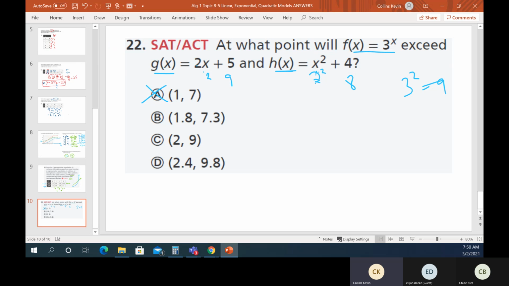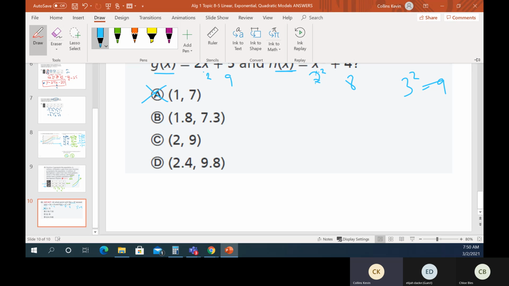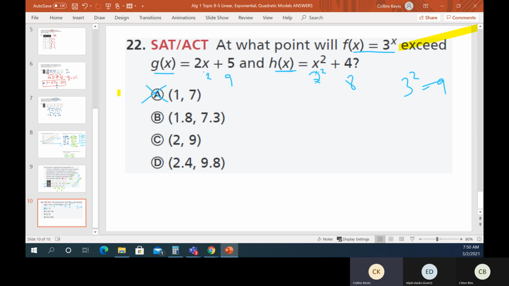Now, this is where you got to watch how this thing reads. So it says, when does it exceed? Not equal, because at this point they're equal. When does it exceed the other two? So if it's not 2, it has to be something a little bigger. So that's going to be our guy right here.